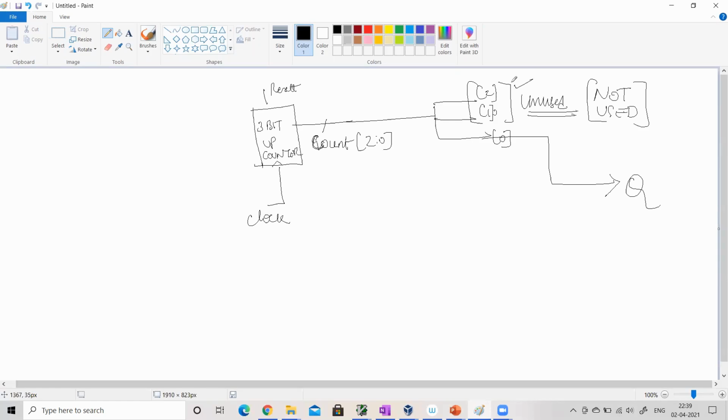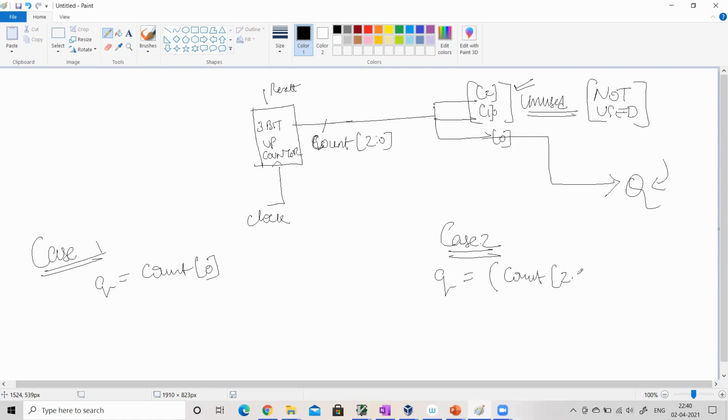See, think about this. If this logic is going to have some dependency which is going to affect my output, then this is needed. But this is in no way creating any dependency on my output. Say for example, let us take two cases, case 1 and case 2. Case 1 is what we have seen, so Q is equal to count[0]. In another case I am saying Q is equal to (count[2:0] == 3'b100), something like this I write, for example.